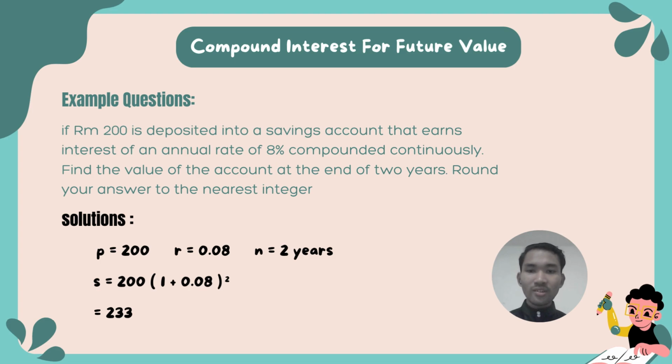Let's find the solution. Firstly, P. What is P? P is present value. The present value is 200. Next, R. What is R? R is the rate. The rate is 0.08. And lastly, N. N is the years. The years is 2 years. To find a future value, the symbol is S. S equals 200 times (1 plus 0.08) to the power of 2. And the answer is 233. That's all.